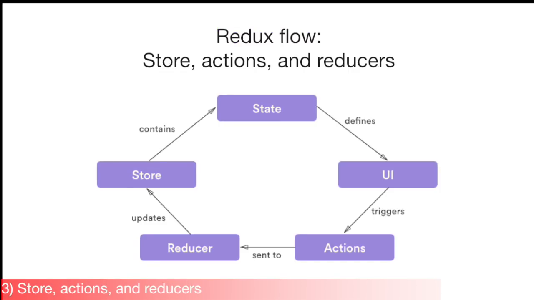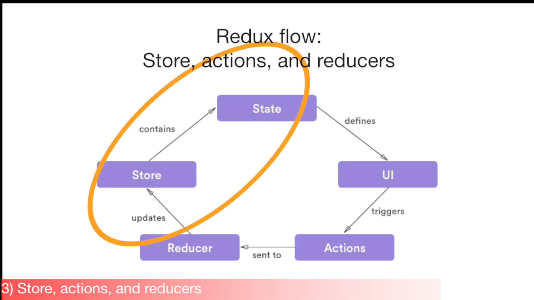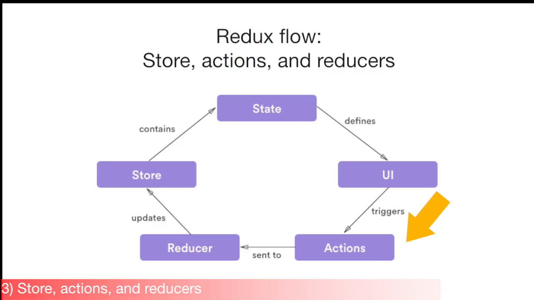Now let's talk about the store, actions, and reducers. Basically, the store is where the entire state of your application lives, and it's basically just one big object. Actions are sent or dispatched from the views, which are a payload that can be read by reducers. Reducers read the payload from the actions and then update the store or the master state accordingly.